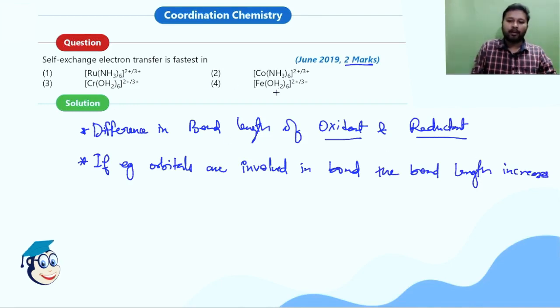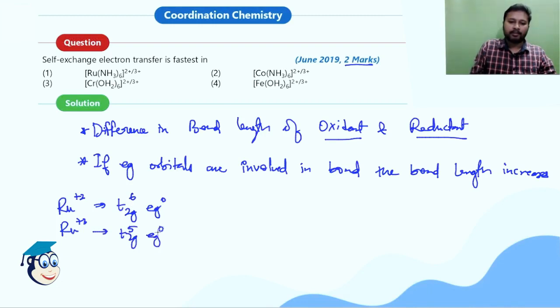Now if you look at the options, in the first one you have ruthenium in +2 state and ruthenium in +3 state. If ruthenium is in +2 state, the electronic configuration will be t2g6, right? Because it will form a high spin complex. So it will be t2g6 and eg0, whereas ruthenium +3 will have t2g5 and eg0. So this will be the electronic configuration.